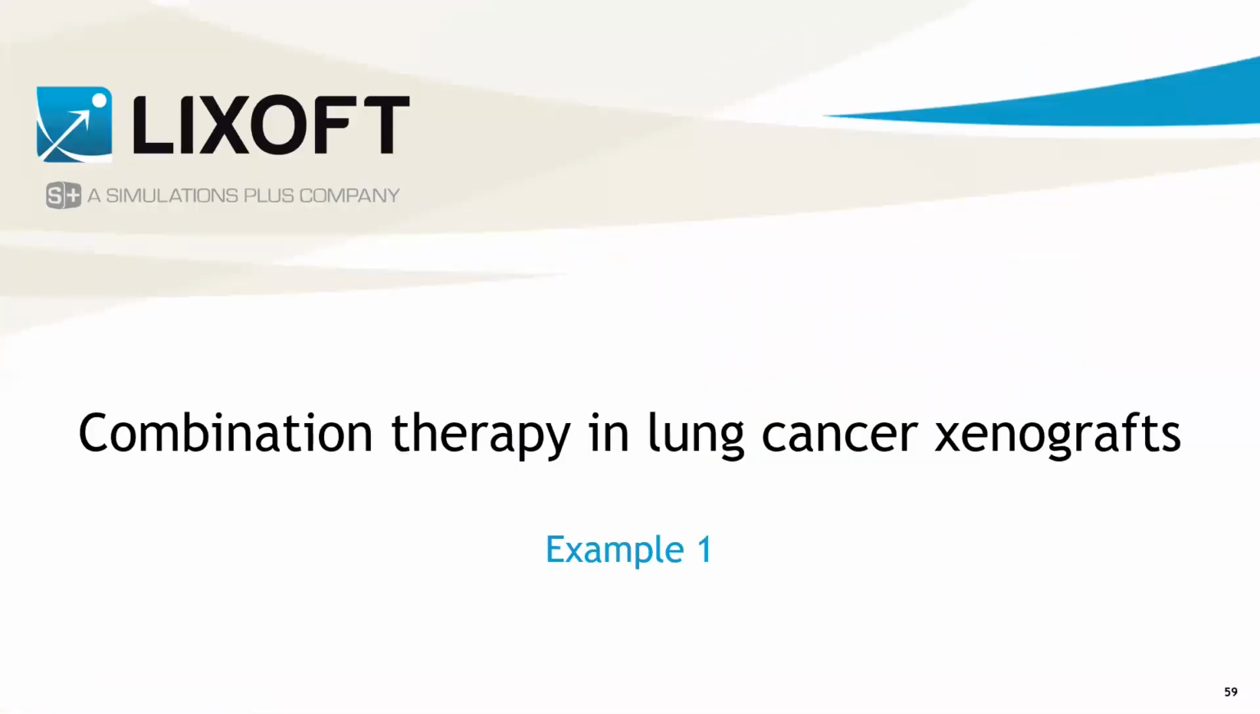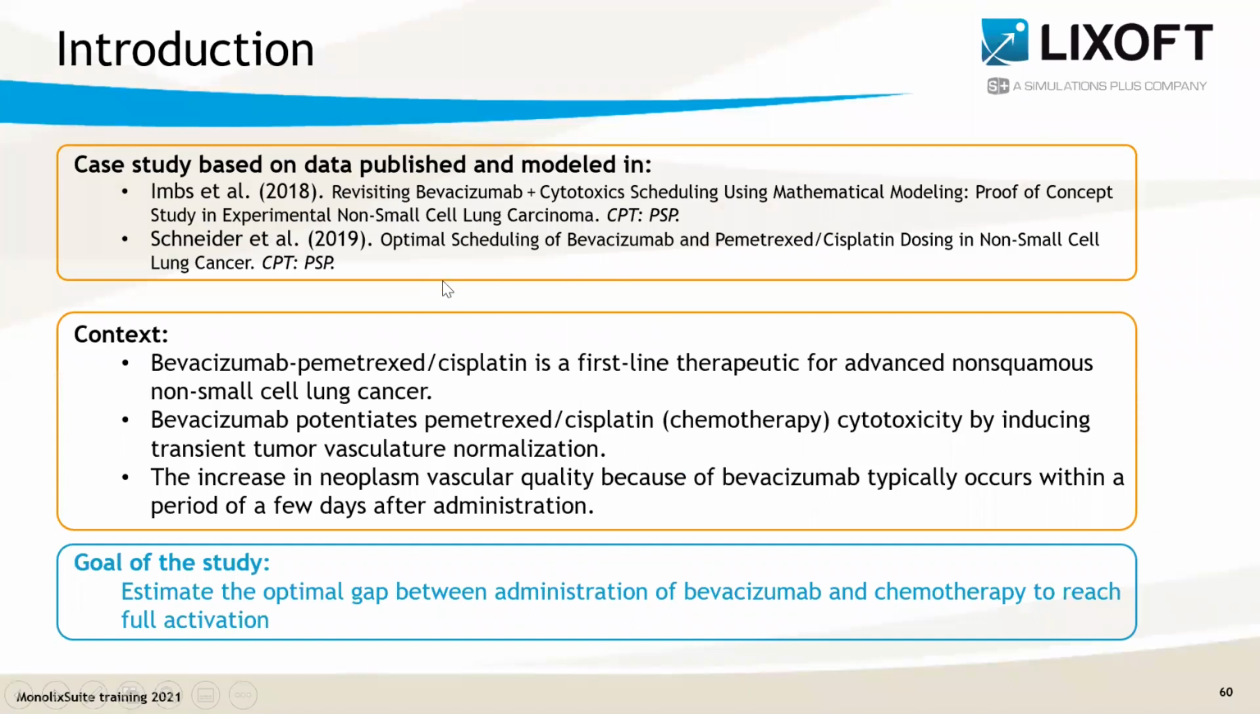Okay, so this was it for all the options from the library. Now I would like to show two short examples of tumor growth models estimated on real data sets. These will be summaries of modeling workflow. And the first is on a combination therapy in lung cancer xenograft. So this is a model that has been estimated based on data published in this paper here and modeled in this paper.